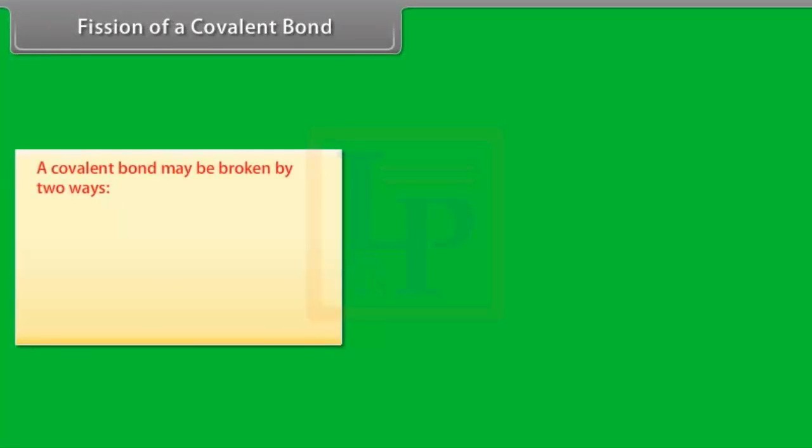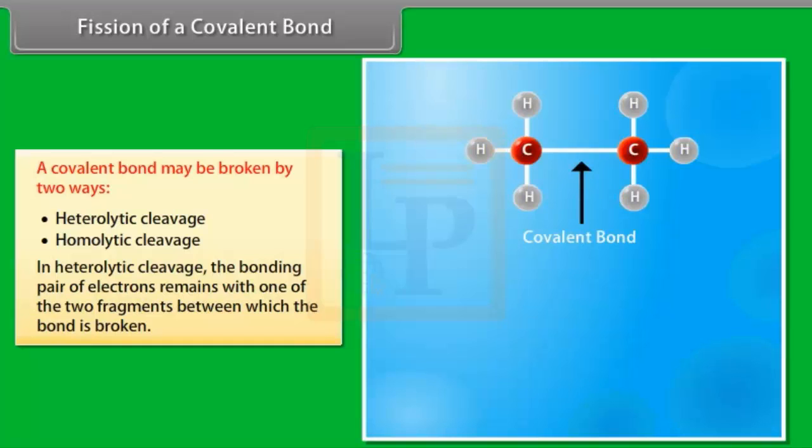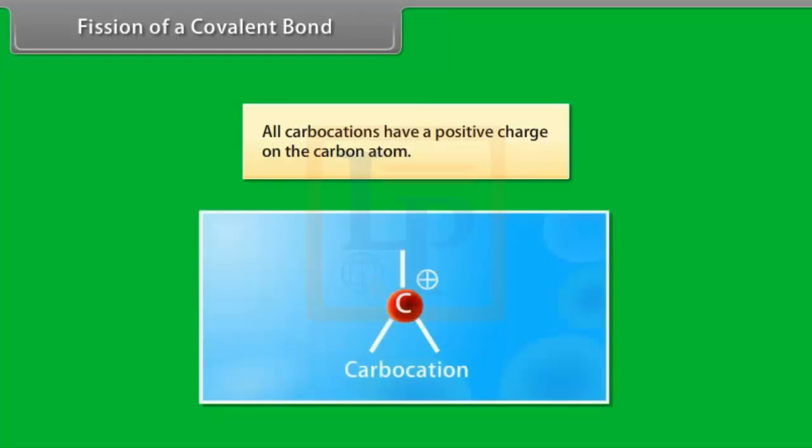Fission of a covalent bond. A covalent bond may be broken by two ways: heterolytic cleavage and homolytic cleavage. In heterolytic cleavage, the bonding pair of electrons remains with one of the two fragments between which the bond is broken. For example, all carbocations have a positive charge on the carbon atom.